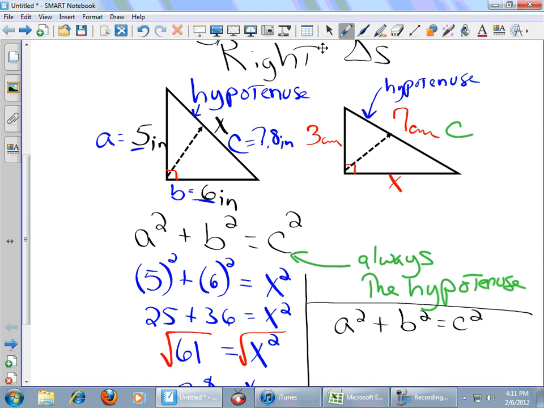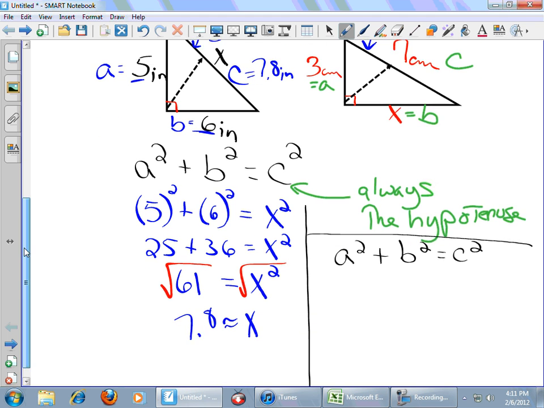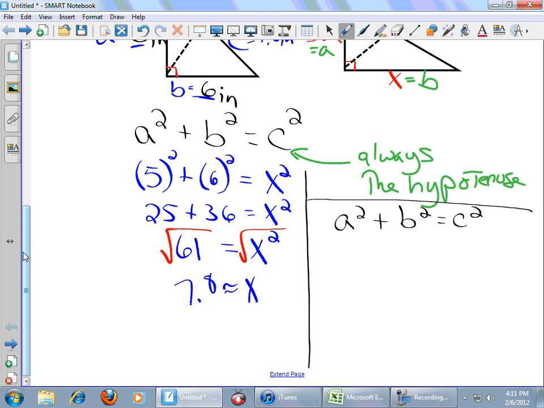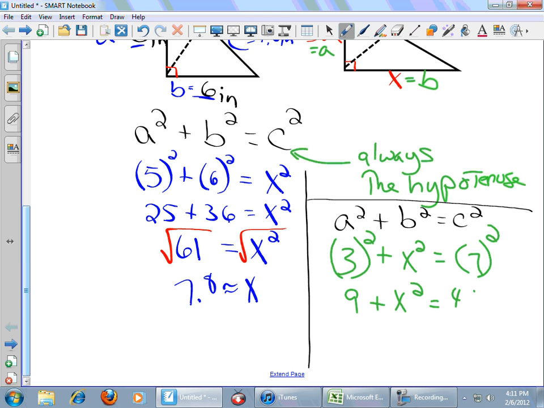Now, A and B don't matter. This time I'll just for the sake of it, I'll call x B and I'll call 3 A. It won't matter because when I square them and then add, it won't matter. Okay, so I'm going to fill in what I know. I know that A is, what did I say, 3? Yep, A is 3, so I'm going to do 3 squared. B is x, so I'll do x squared. And then C is 7. I'll square the numbers and get 9 plus x squared equals 49.